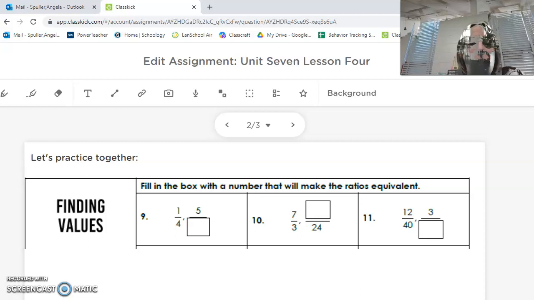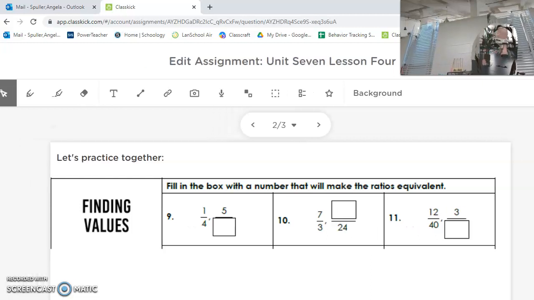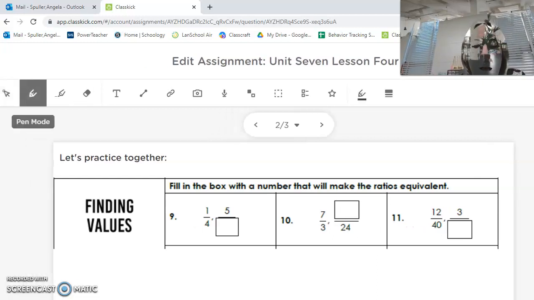All right, so to do that, we have to figure out how 1 turned into 5. Well, what times 1 equals 5? Well, 1 times 5 equals 5. Now remember, if you're multiplying, the number's going to get bigger. Okay, you're going to need to know that for later.